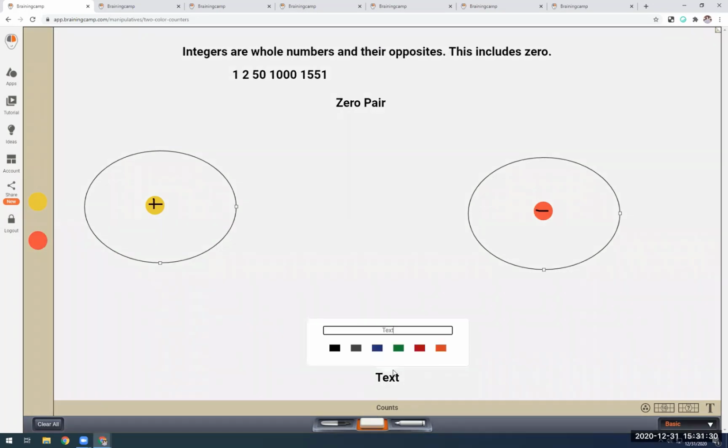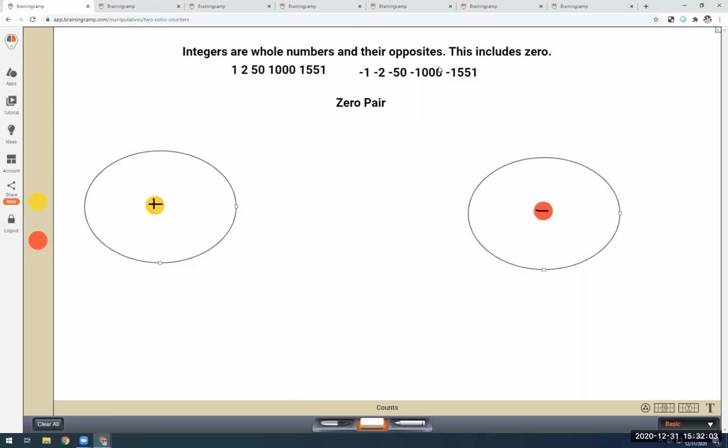Okay? When we're talking about whole numbers, we're also talking about their opposites. Their opposites are simply the negative numbers. So we could have -1, -2, -50, -1,000, and even -1,551. Those are all examples of integers. Please note that integers also include 0. So let's get started with these integers.